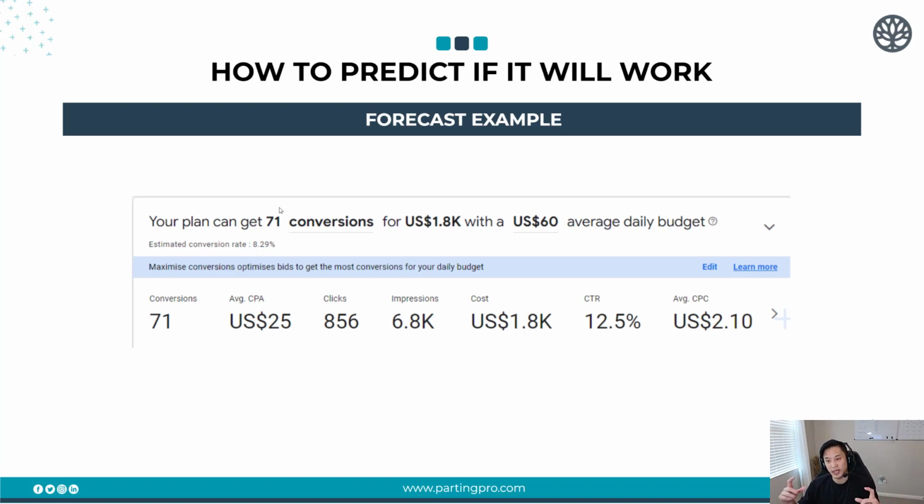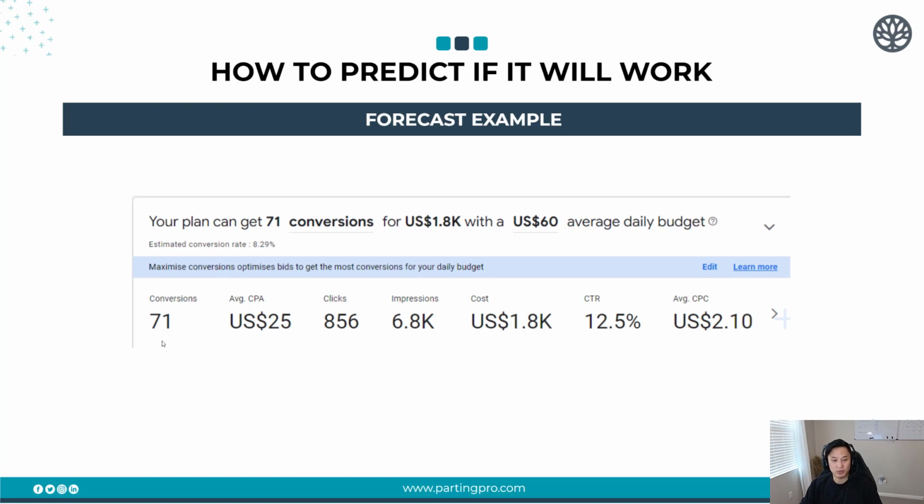So what we'll do is we'll take the area of which you're trying to target. So maybe your service area of counties or cities or whole states even, and we'll run a forecast. So here's an example of a forecast that we ran for, I think it was a city in California called San Diego. And it came out with 71 conversions.